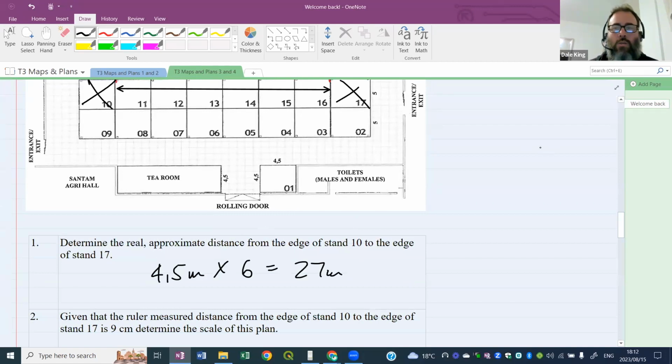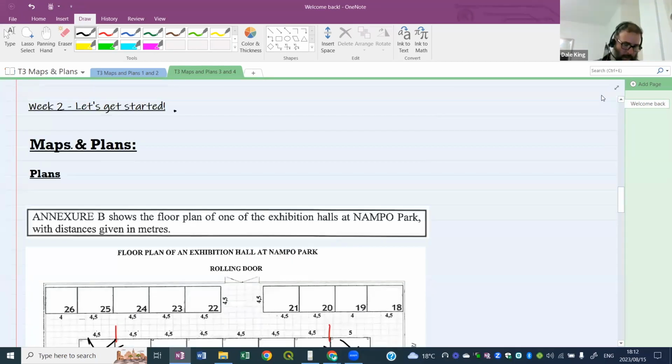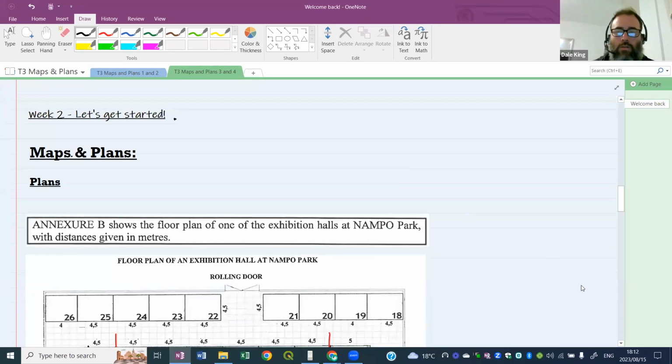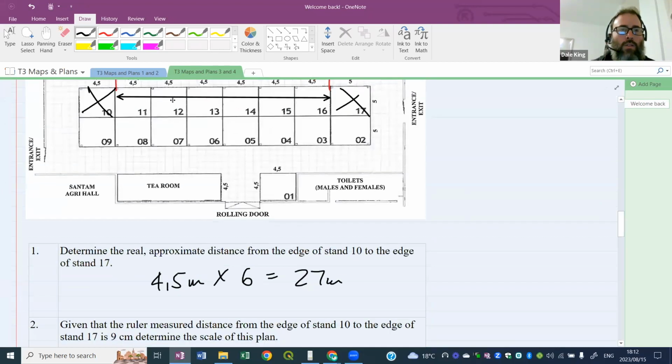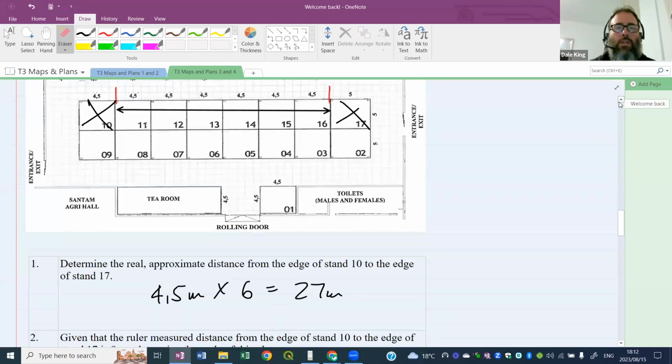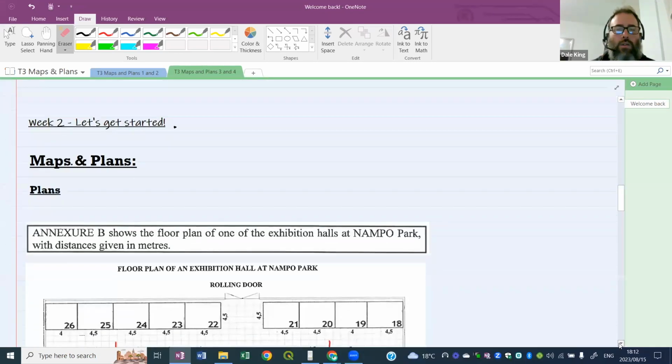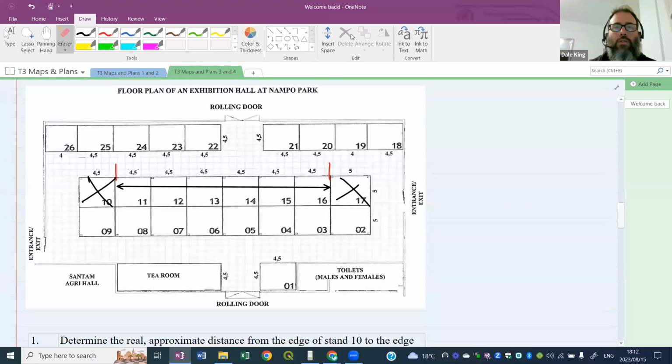I hope you guys can see that. So what we did was we had to count. We had to count 4.5, 4.5, 4.5, 4.5, 4.5, 4.5, all the way along. There were six blocks, each with a length of 4.5. So we had to add those all up, and we got a total length of 27. Yes.